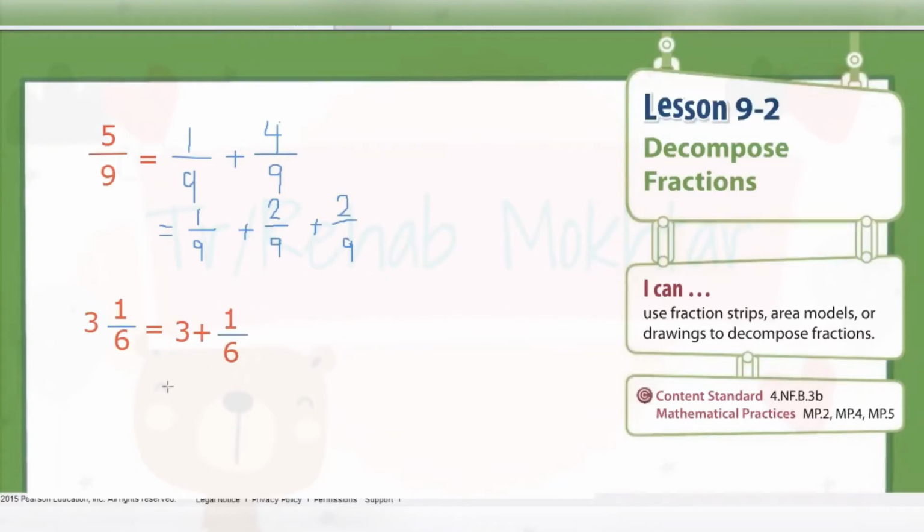Now, what did we do? We decomposed the mixed number into a whole number and a fraction. Do I have another way? Yes, teacher. We can decompose 3 to be 1 plus 1 plus 1. And don't forget to add 1 out of 6 in the end.